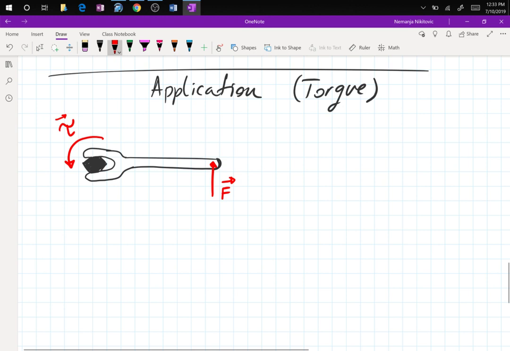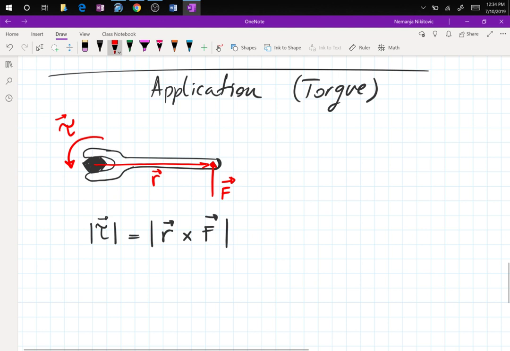Now, the longer the handle, the easier it is to deal with all of this, because the torque, and we have to put the magnitude there, because again, we are interested in the numbers only, is going to be given by the magnitude of R cross F, which is the force, and the vector R is the vector from the center of the bolt all the way out towards where the pressure is applied with the force.